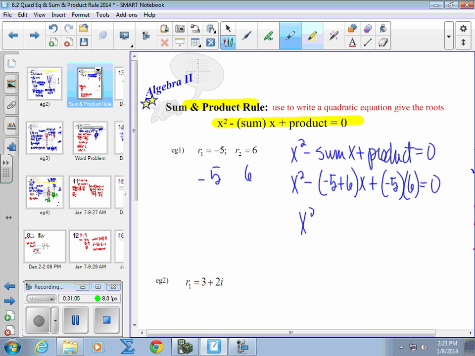So the sum of these two numbers is what? 1. The product of these two numbers is negative 30. So an equation that has those roots is x squared minus x minus 30 is equal to 0. The sum and product rule is used to write an equation given the roots. That's one way it's used.